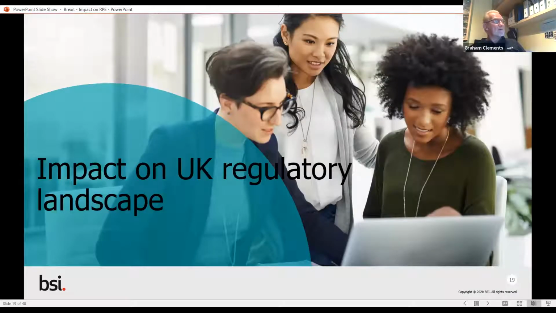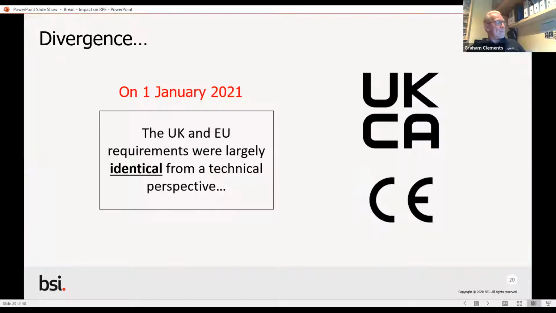So the impact on the regulatory landscape. On the 1st of January 2021, the UK and the EU requirements were largely identical from a technical perspective. So that's whether they're marked UKCA, whether they're marked CE, whether they're marked both, whether they're marked UKNI. Essentially, the technical requirements are identical.